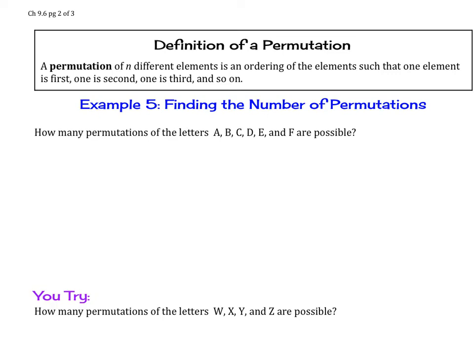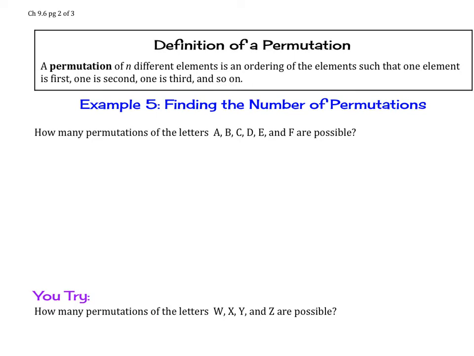Now let's take a look at permutation. A permutation of n different elements is an ordering of the elements such that one element is first, one is second, one is third, and so on. So in permutations, order matters. So find the number of permutations. How many permutations of the letters A, B, C, D, E, and F are possible?